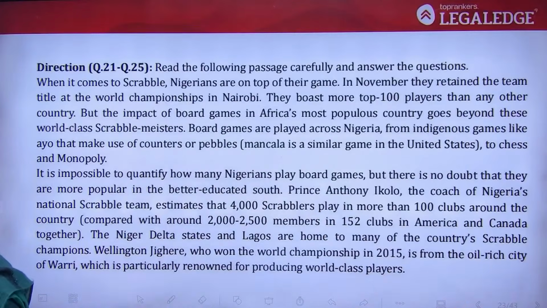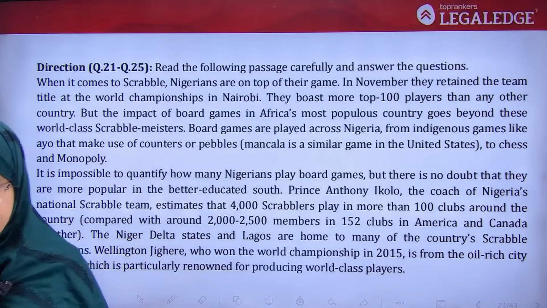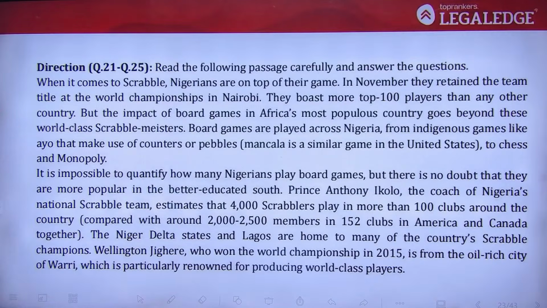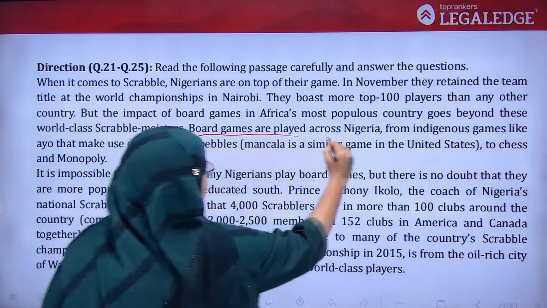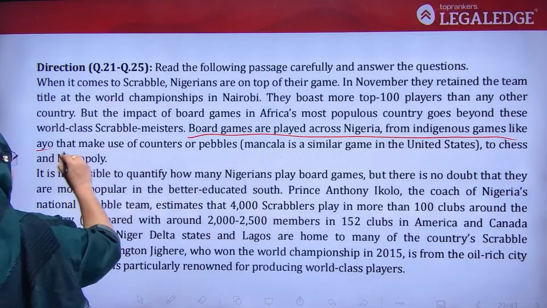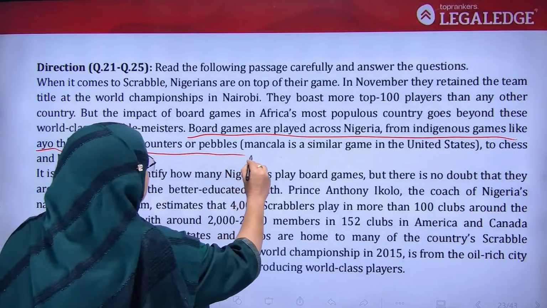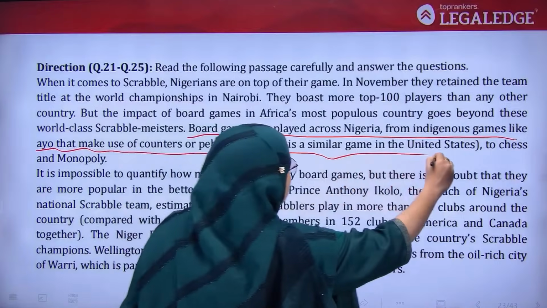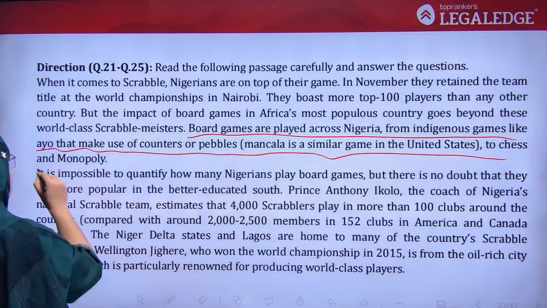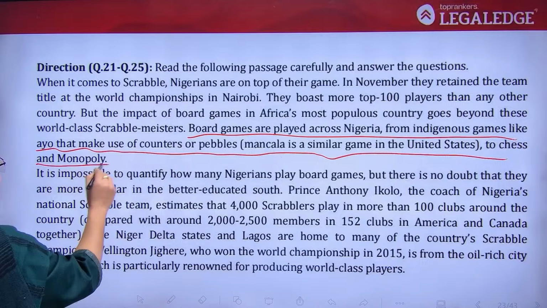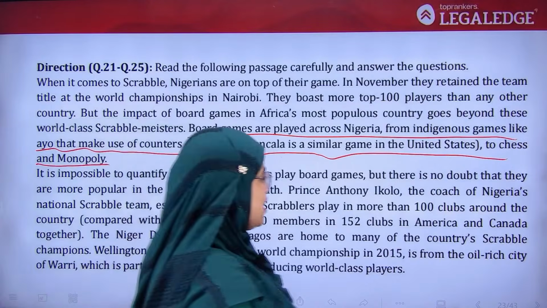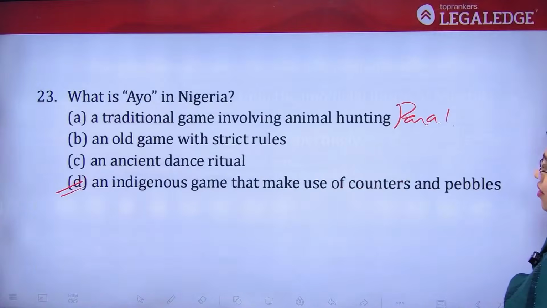Kindly read paragraph 1. Board games are played across Nigeria, from indigenous games like IO that make use of counters and tables. Mancala is a similar game in the United States to chess and Monopoly. So by these very statements, we got the idea that the correct answer choice should definitely be D.